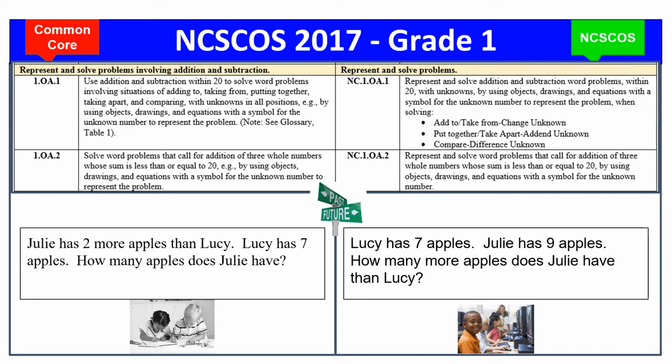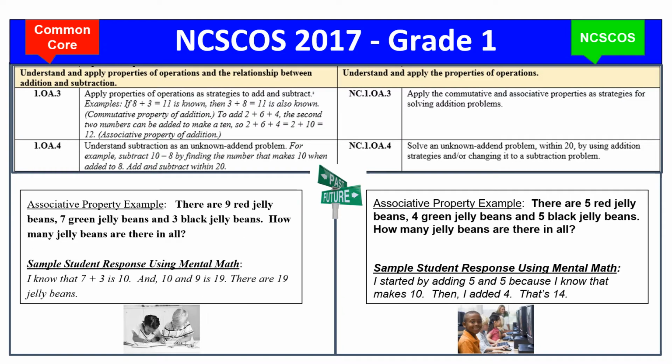new standard NC1 OA1. The commutative and associative properties are named in the standard. However, students do not need to know the names of these properties. Instead, they must be able to apply them as strategies to solve addition problems as stated in NC1 OA3.